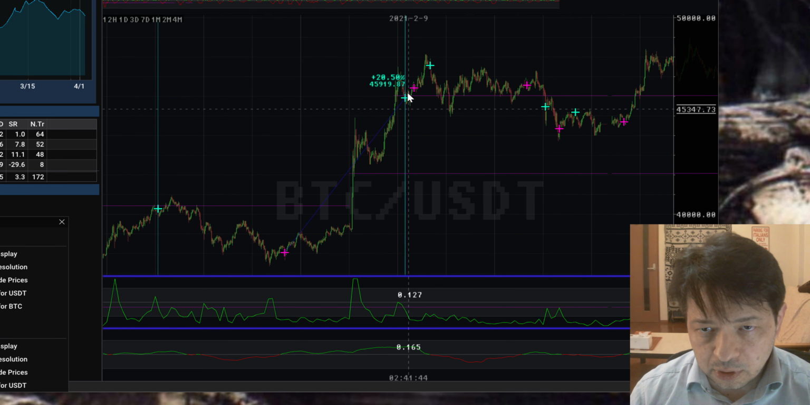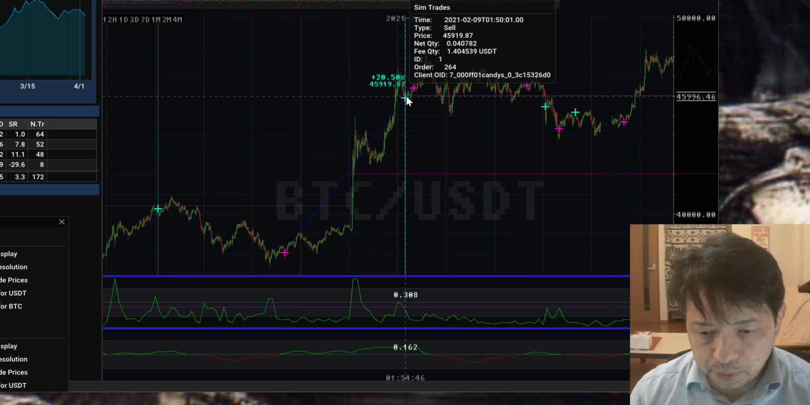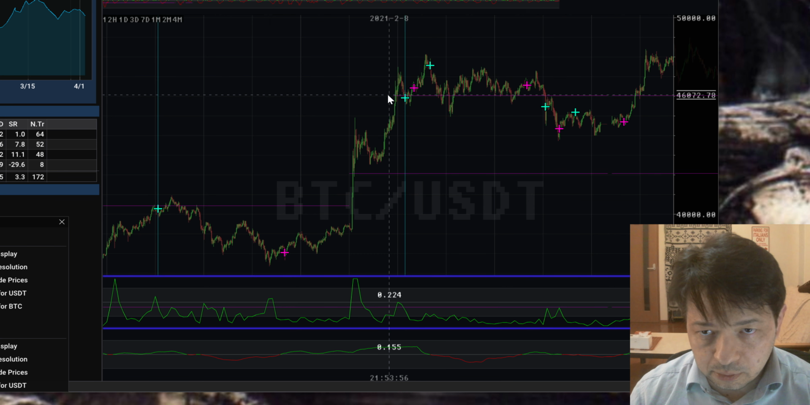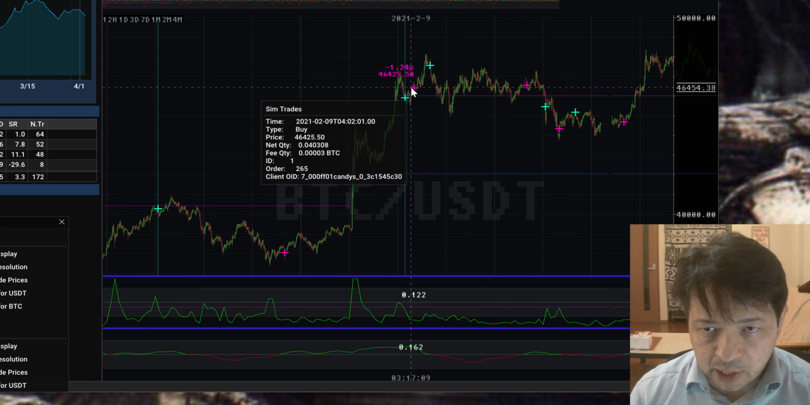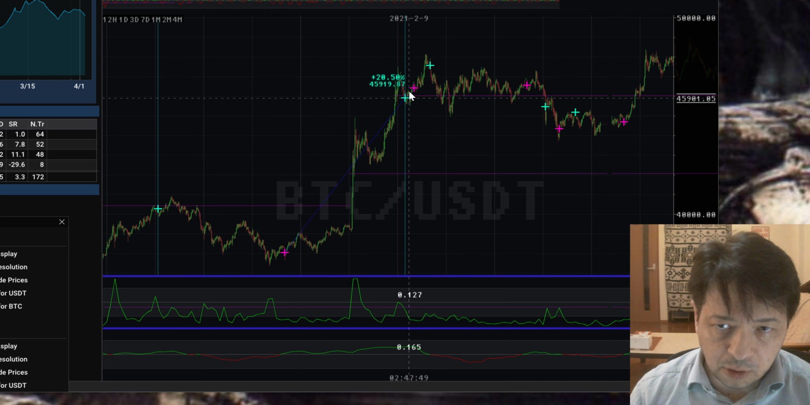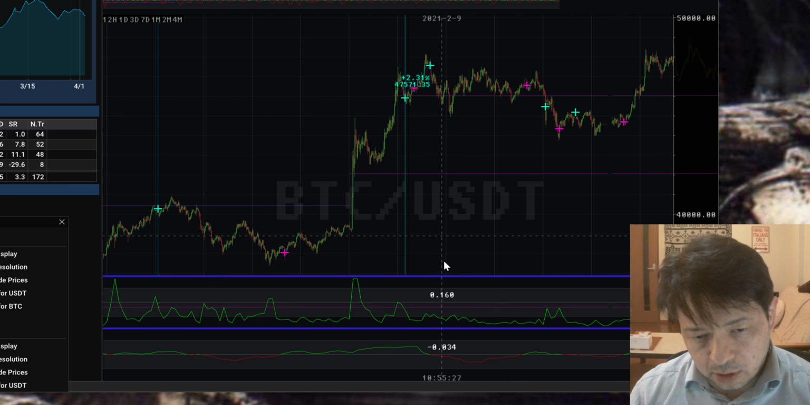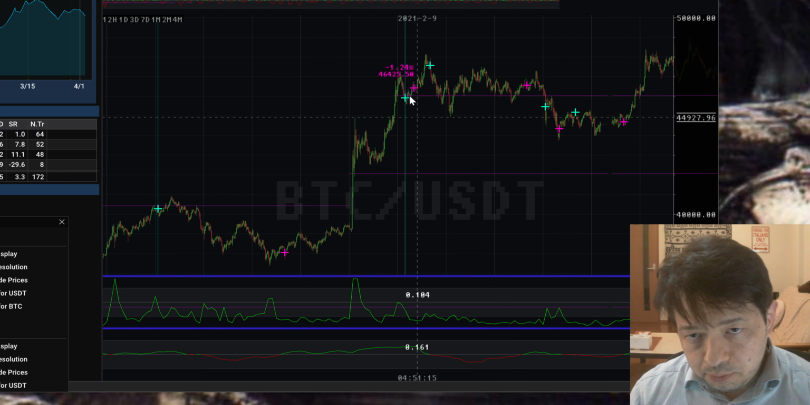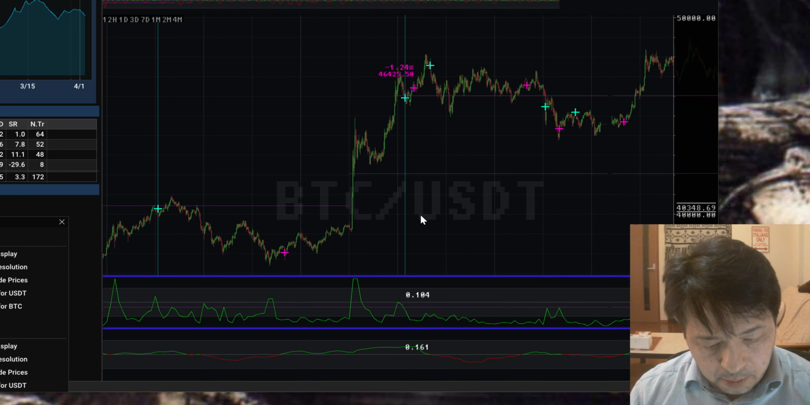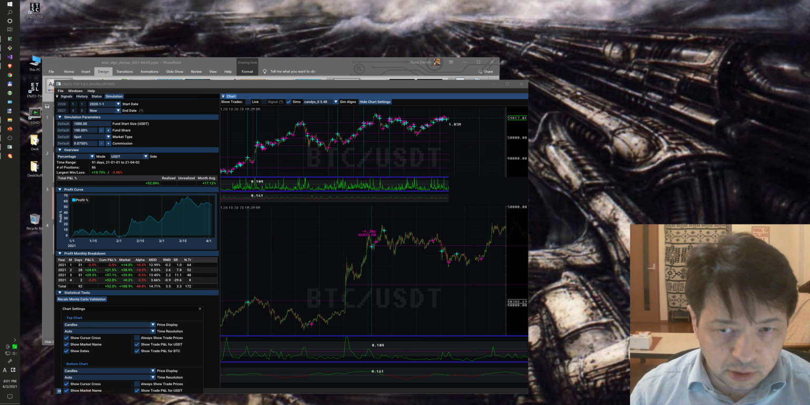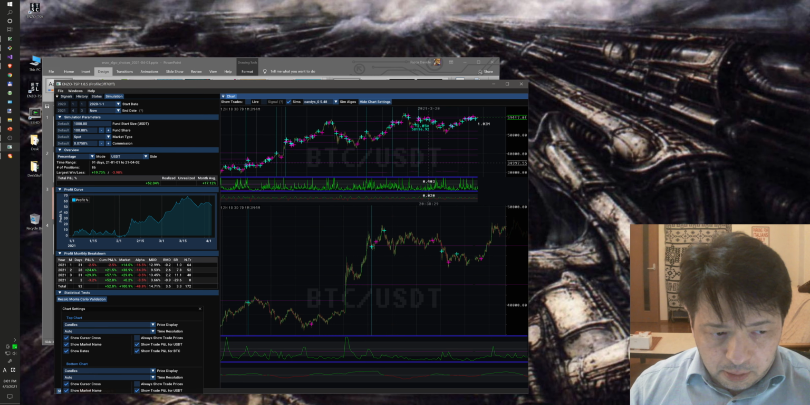In some other cases, it doesn't work out so well. For example, here it sells at this magenta line, but then eventually buys up again because it was close to even. The position was close to even, and it backtracks on it.